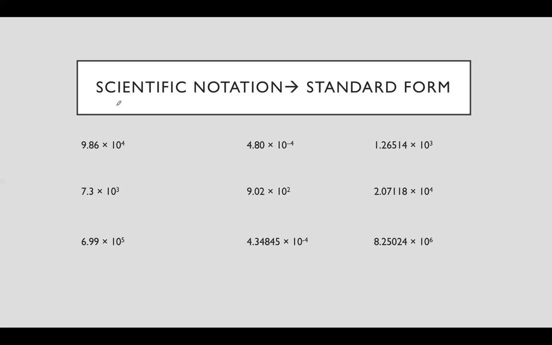Now we're going to be converting from scientific notation into standard form. So we're going in the opposite direction. So if we have 9.86 times 10 to the fourth, that means we're moving our decimal over 4 spots. So 1, 2, 3, 4, which would give us 98,600. So we're not adding 4 zeros. Instead, we are just moving the decimal over 4 places. So 7.3 times 10 to the third. We are moving our decimal over 1, 2, 3 places, which gives us 7,300.